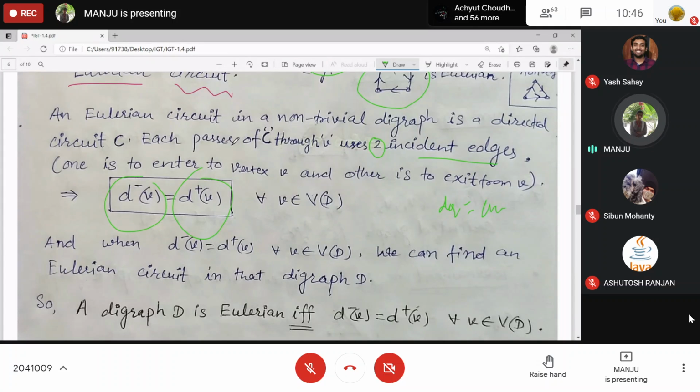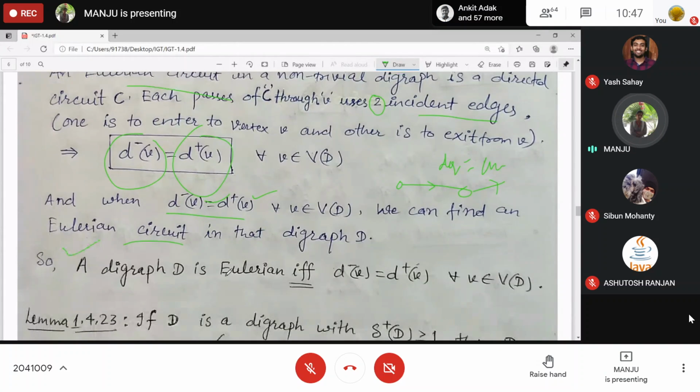This one is when the Eulerian circuit exists, right? And the reverse condition is, if this one is true, D minus V and D plus V, then we can always find the Eulerian circuit, because we will be taking that vertex towards the vertex, and one is to go out. And why do these two exist? Because this vertex has the same in degree and out degree. Clear?